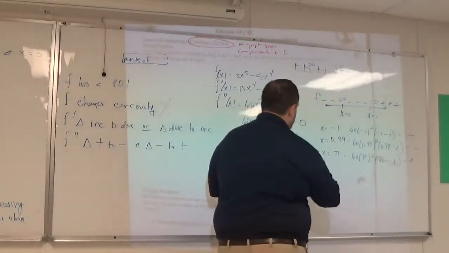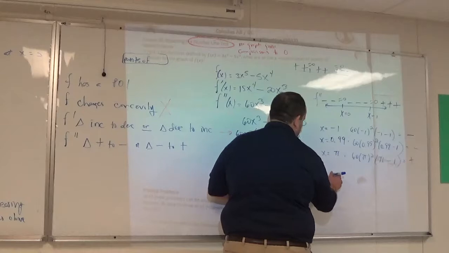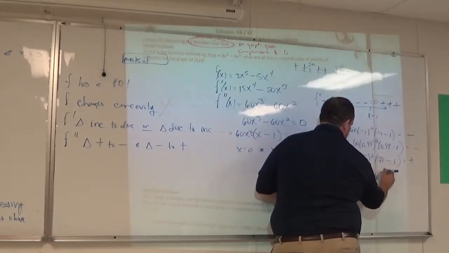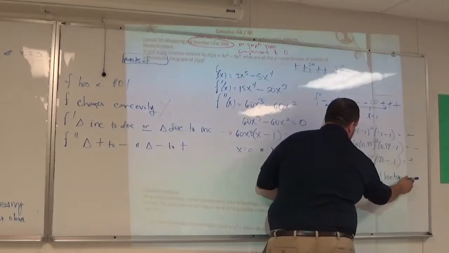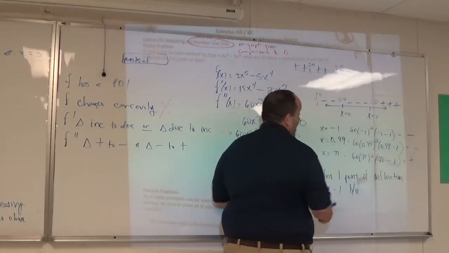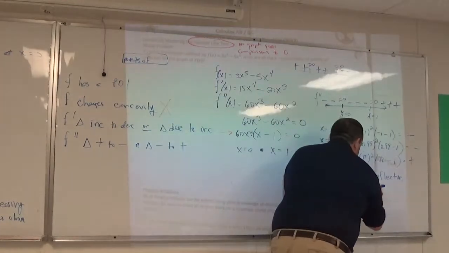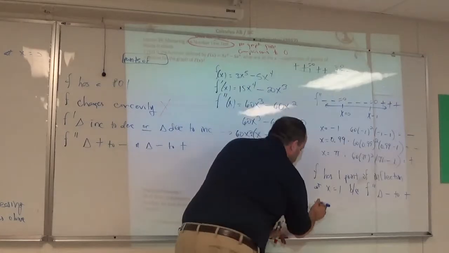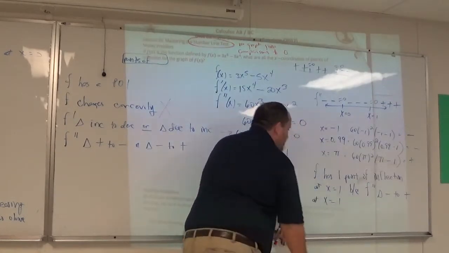F, so here's the final answer. F has 1 point of inflection. Where is that point of inflection? At x equals 1, because F double prime changes from negative to positive at x equals 1.